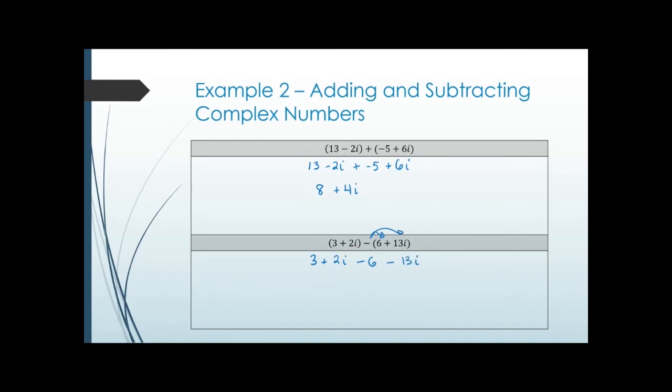So now we combine our like terms again. So the 3 and the negative 6 are like terms. 3 minus 6 is negative 3. And then the i portions, the imaginary portions, are like terms. So that's 2i minus 13i, which is negative 11i. And then that's your answer.